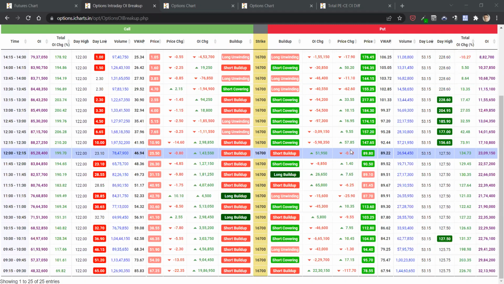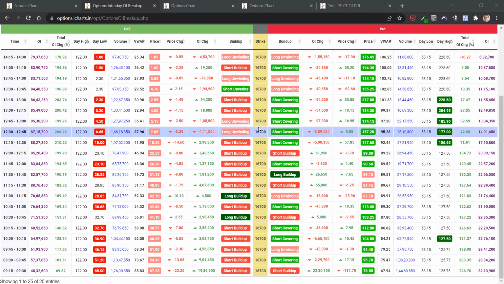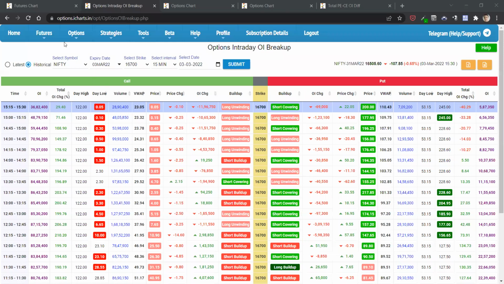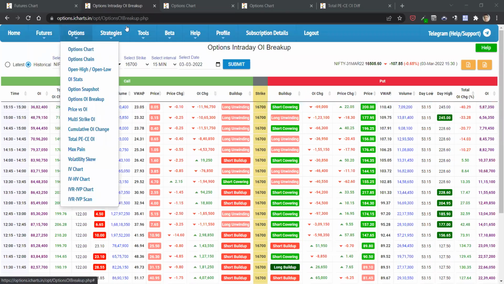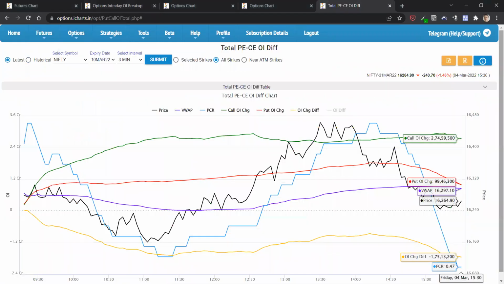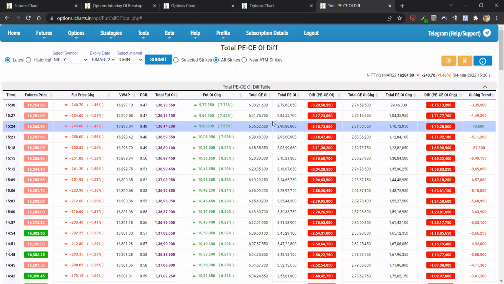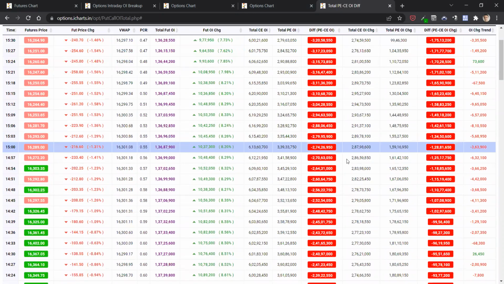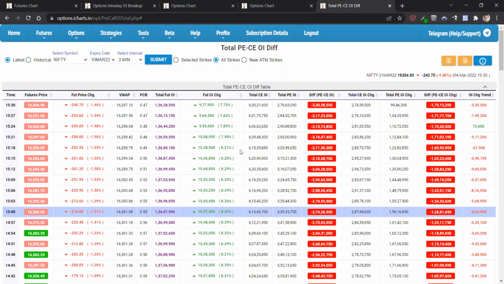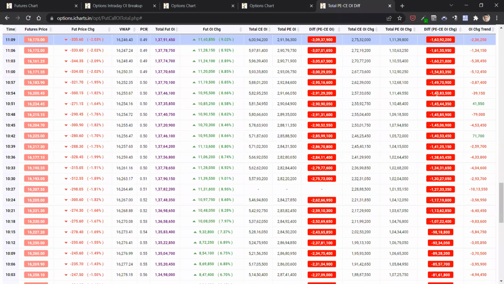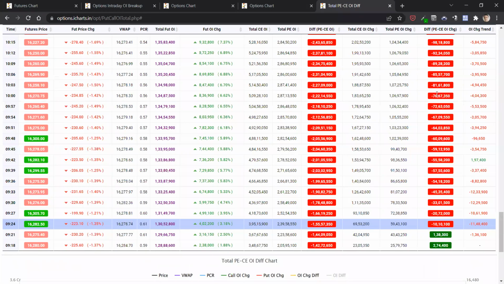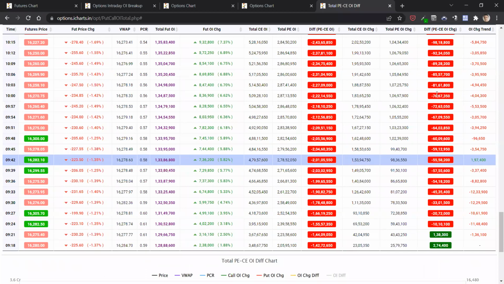Regarding the total put call OI difference, there is a tab. Yes, this one, the total put call OI difference. Here, I tried my best to decode it. When we go down, some figures will be in green, the difference between put and call, and some will be in red.